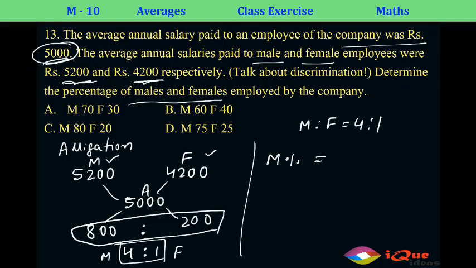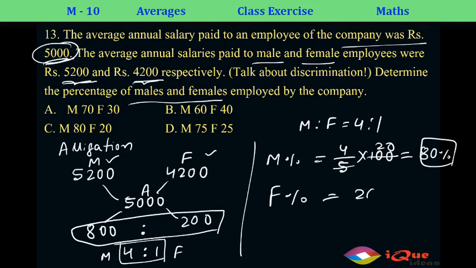So male percentage will be 4 divided by 5. 4 plus 1 is 5, into 100, which is equal to 5 twenties are 100, 20 into 4 is 80. So male percentage is 80%. So of course, female percentage will be 100 minus 80, that is 20%. Or you can calculate by 1 by 5 also. So if you look at the options, option C is the correct answer of this question.